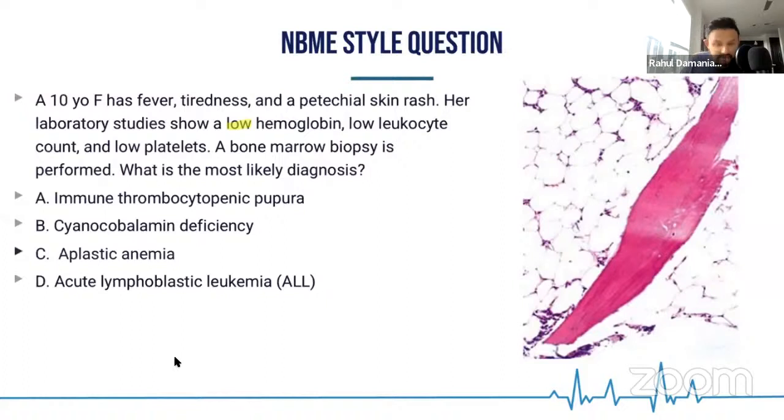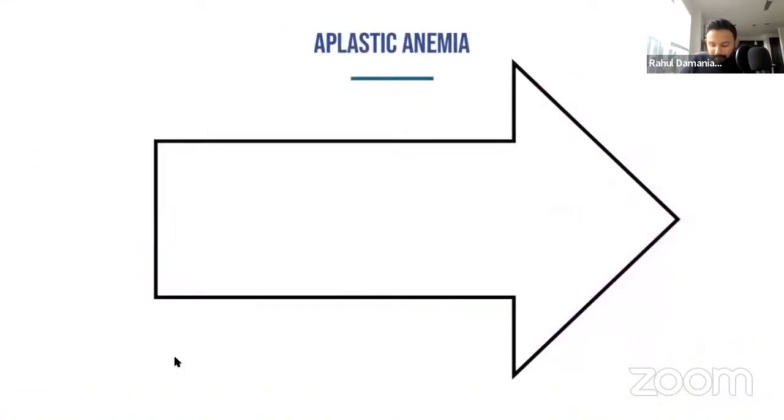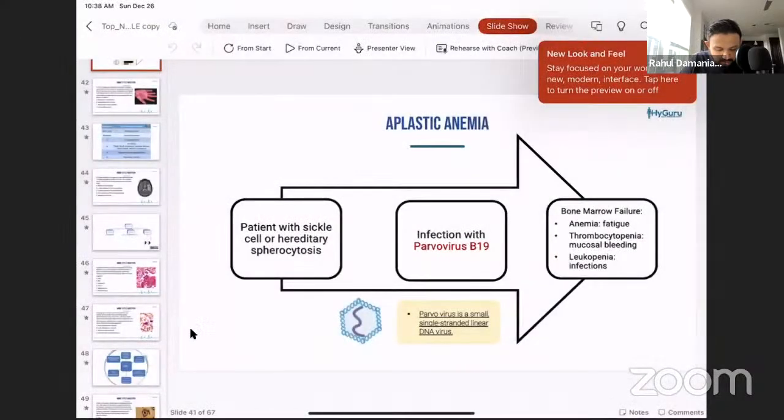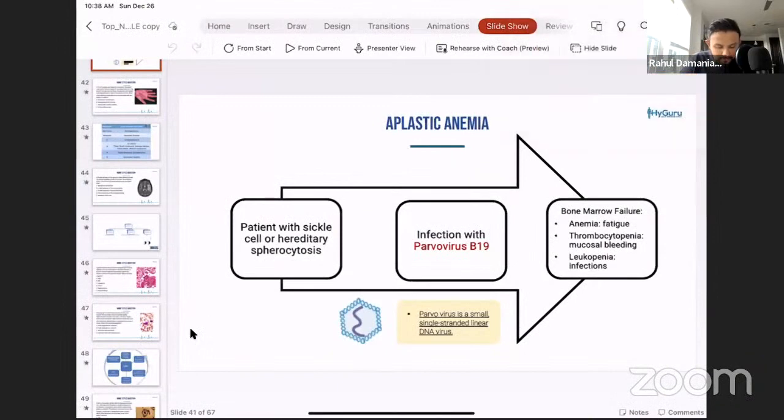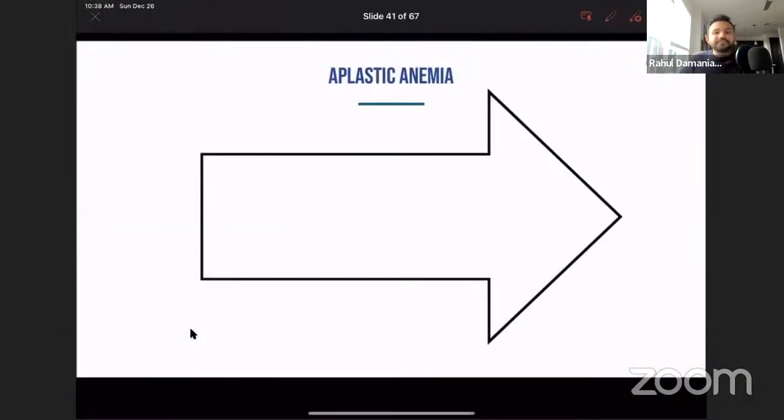Awesome. If you put C, you are absolutely correct. So let's go through this differential of aplastic anemia. All right, give me 1 second. My slides have a little bit of a glitch. All right, here we go.